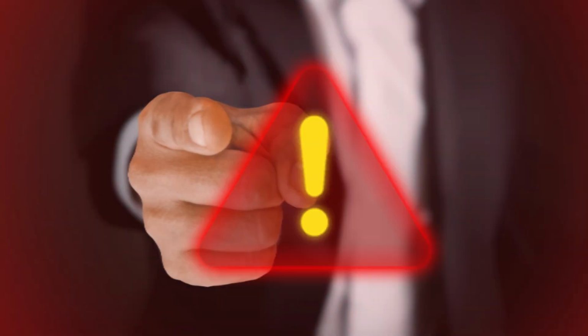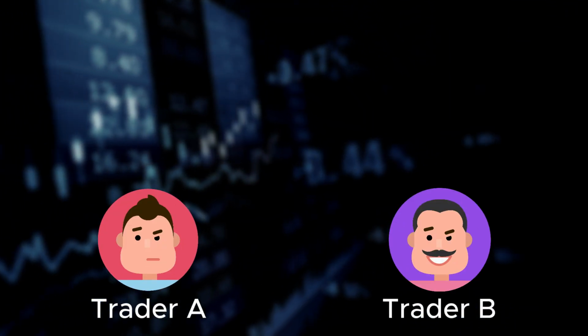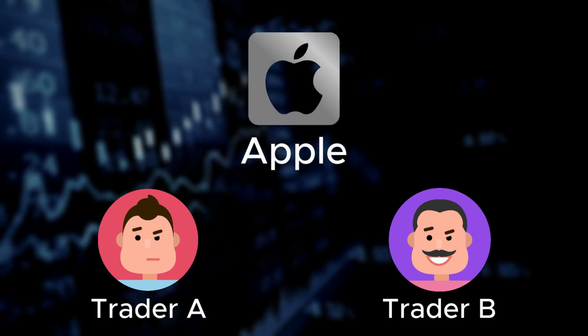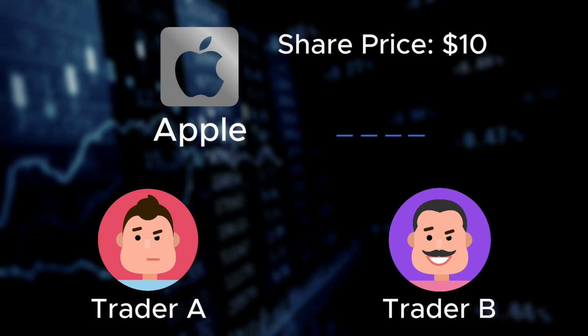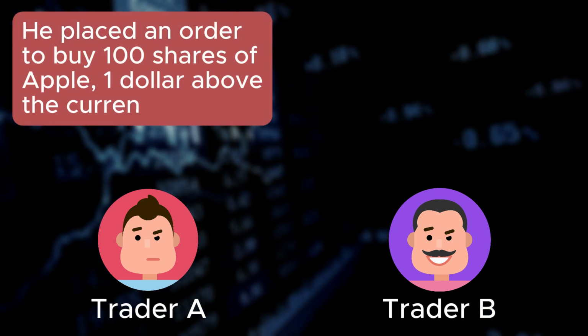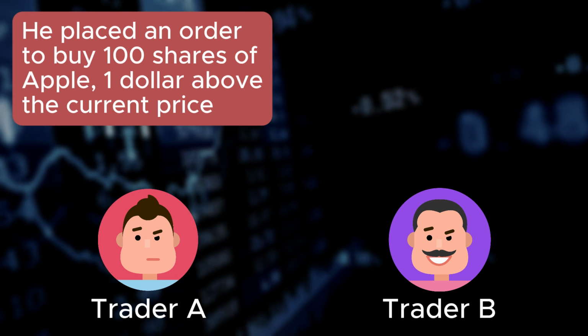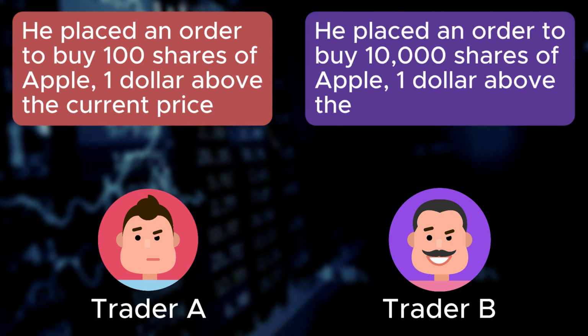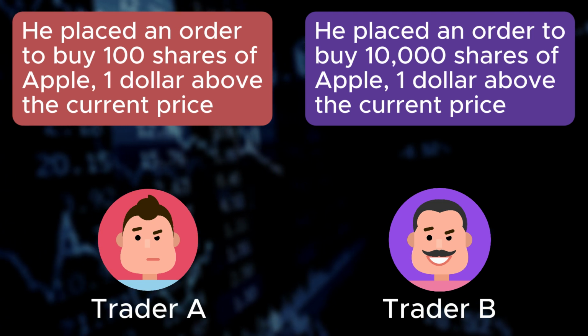Before you leave this video, answer this question. Consider we have two traders, trader A and trader B, and they want to buy shares of Apple company. Let's say the share price is $10 at the moment. Consider trader A placed an order to buy 100 shares of Apple $1 above the current price, and trader B placed an order to buy 10,000 shares of Apple $1 above the current price.